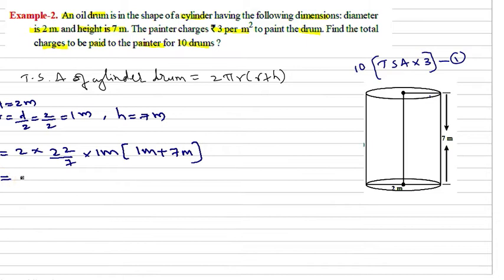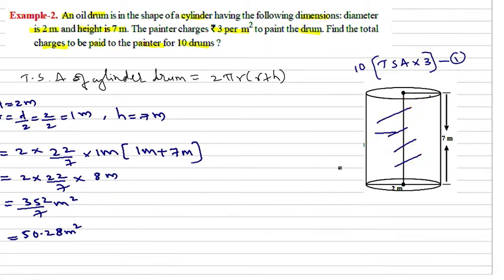Now 2 into 22 by 7 into 1 plus 7 is 8. 8 into 1, 8 meters. Now the answer will become 352 by 7 meters square, which is equal to 50.28 meters square. So the surface area of this one cylinder will become 50.28 meters square.